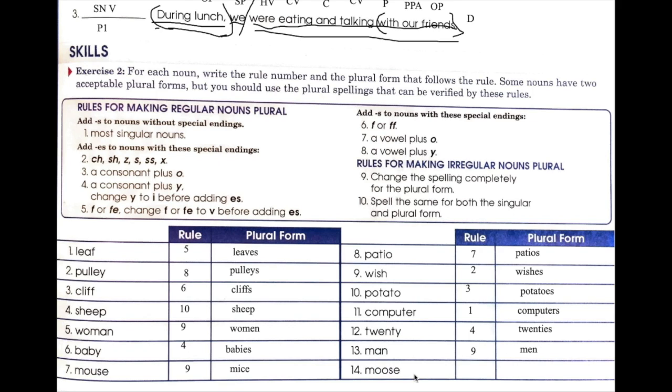Moose is the same singular and plural, so it's rule number 10. The plural of moose is moose.